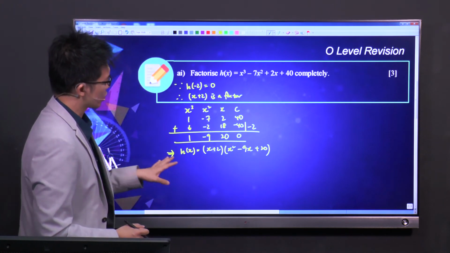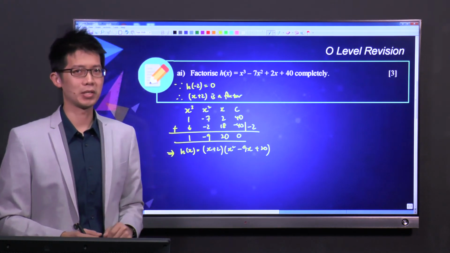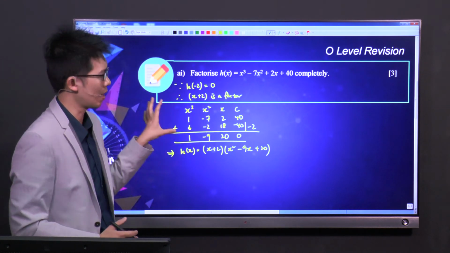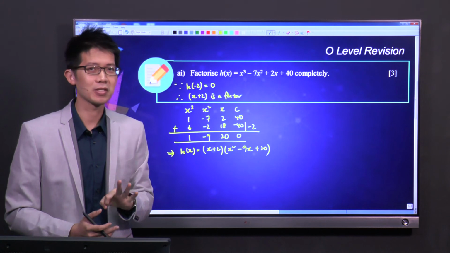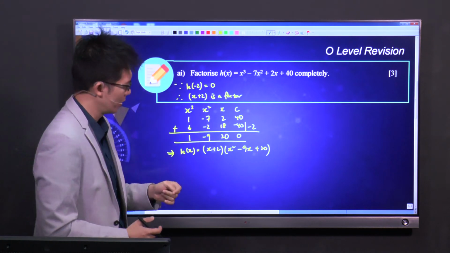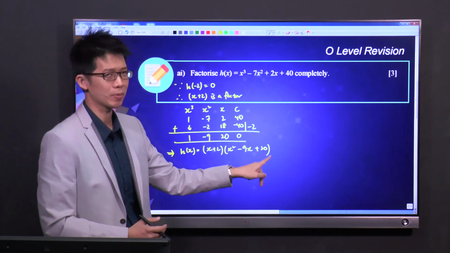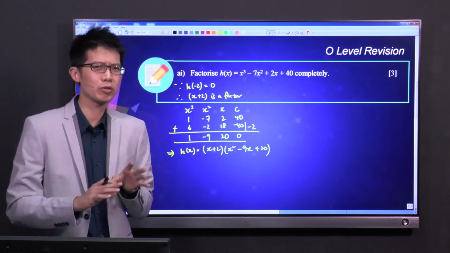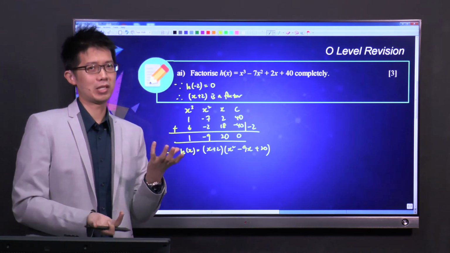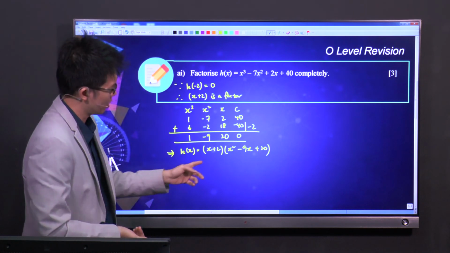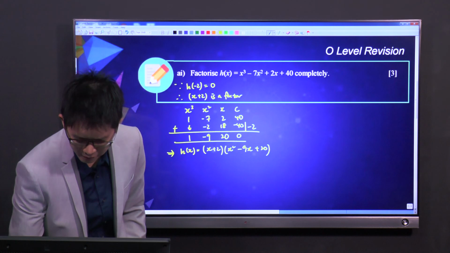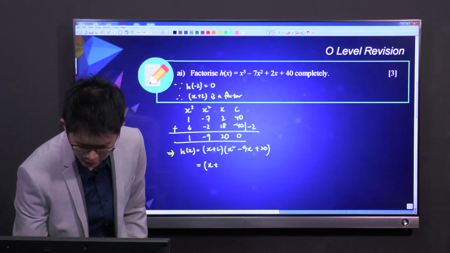Is this completely factorized? Chances are it's not, because when we first used our calculator, we realized there were 3 real answers. So definitely this quadratic is factorizable, and factorizing it will give me the other 2 answers you saw in the calculator. They're whole numbers, so it should be quite nicely factorized. Let's just try it.